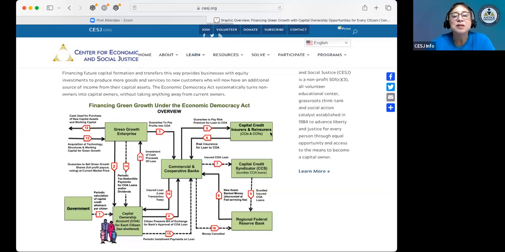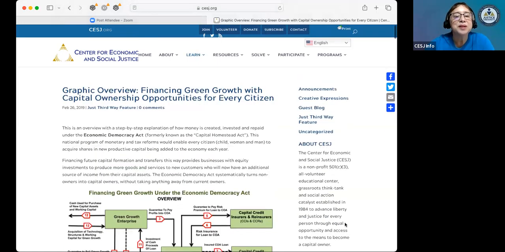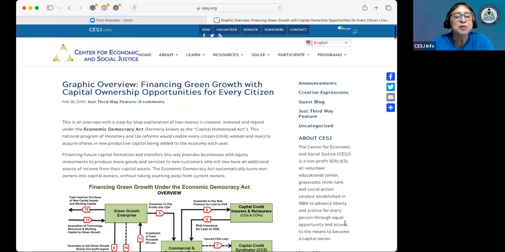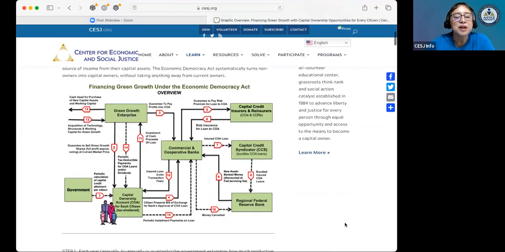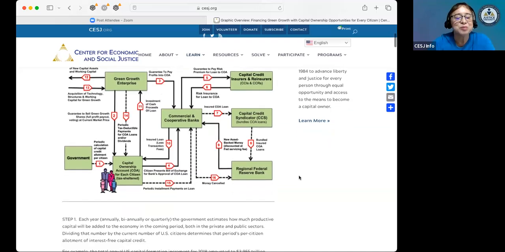All right, so hopefully this is going to be legible. All right, with that. So if you go to the home page, there's a link on the lower right side, financing green growth with capital ownership opportunities for every citizen. The first slide is just so you see all the major elements within this monetary system that we're proposing and the interrelationships. And so what I'm going to do is go through each of these various steps one by one, and I'll open it up to questions one by one.